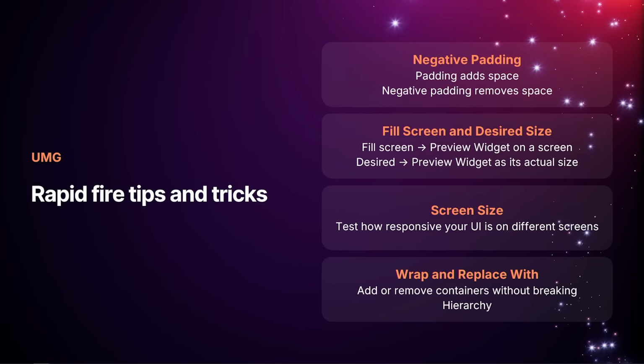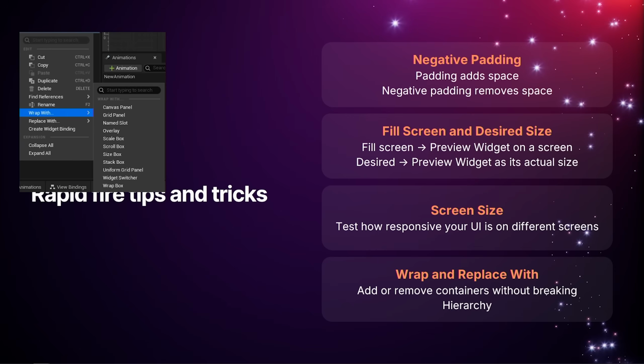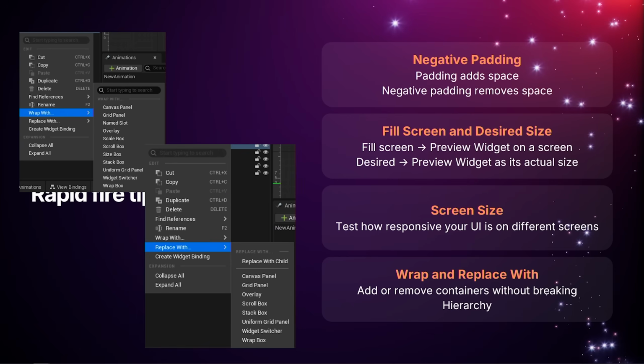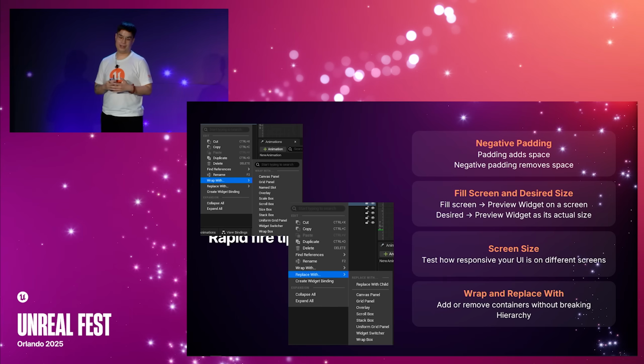The fourth is wrap and replace with. If you find yourself deep in your widget hierarchy with 20, 30 widgets inside UMG, and you're wondering, crap, I need to make a change, do I just create a new one? No. Go to your hierarchy, right-click on the widgets you'd like to replace or add something to. Wrap with allows you to wrap your widgets inside a layout widget, while replace with lets you replace that widget either with a layout widget or its children inside.